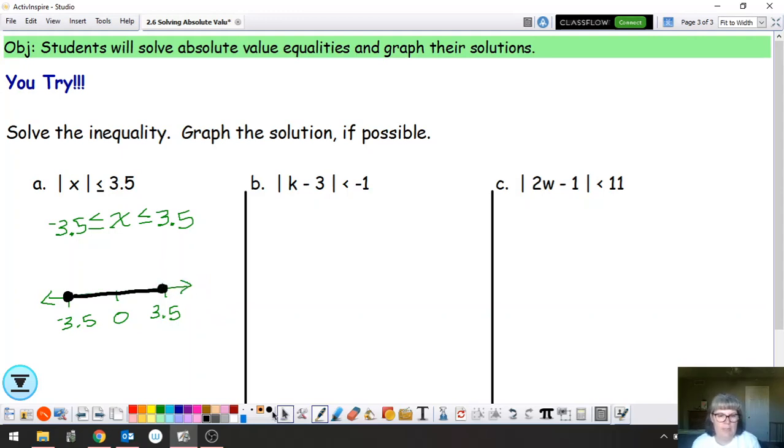For B, we're saying I have an absolute value that is less than -1. So I'm going to have a distance that's less than -1. Remember, distance is positive. Positive is never going to be less than negative. So this one is no solution.